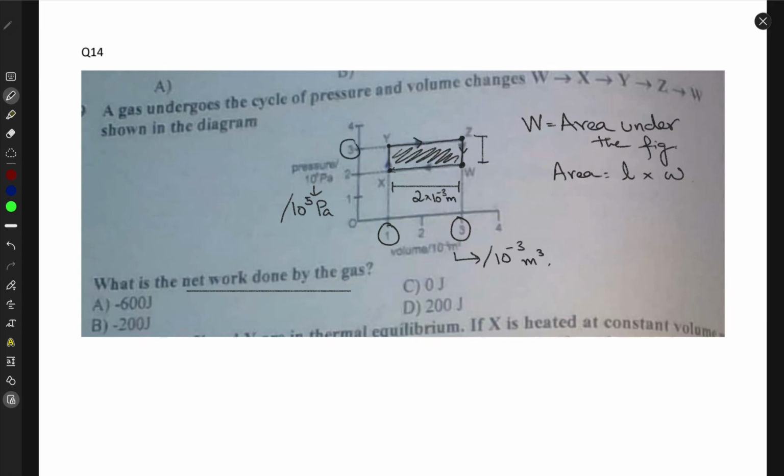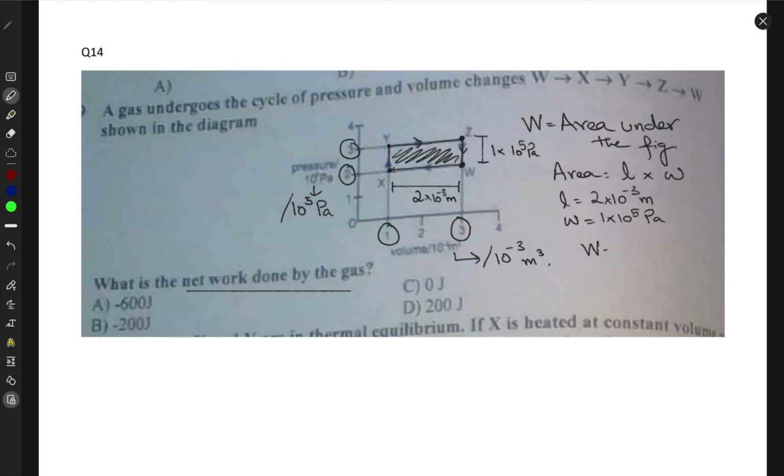Let's figure out the width, which is this length, right? And it is 3 minus 2, which is again 1, into 10 raised to power 5 pascals. So that's the width. So length is 2 times 10 raised to power minus 3 meters. Width is 1 into 10 raised to power 5 pascals.